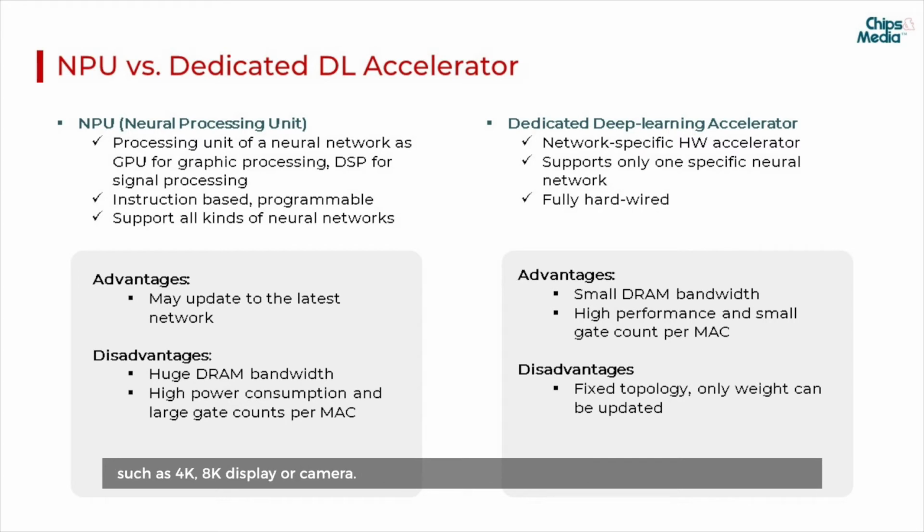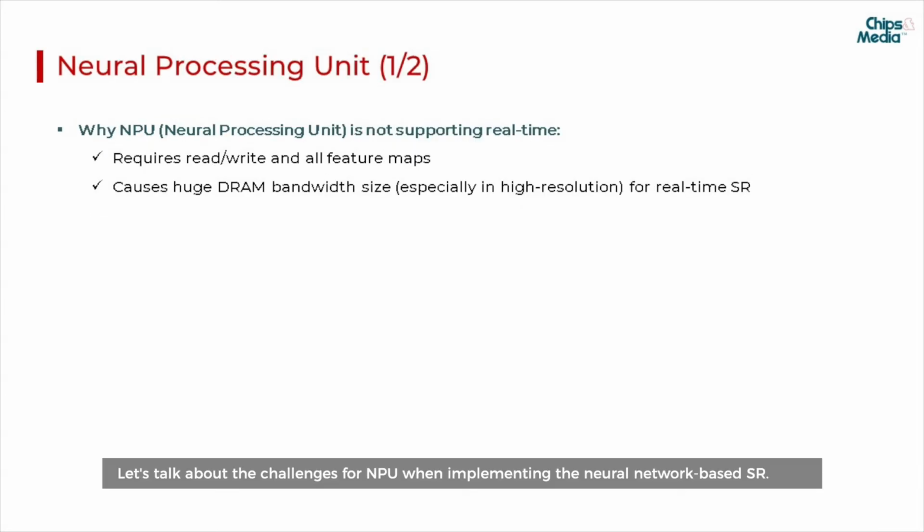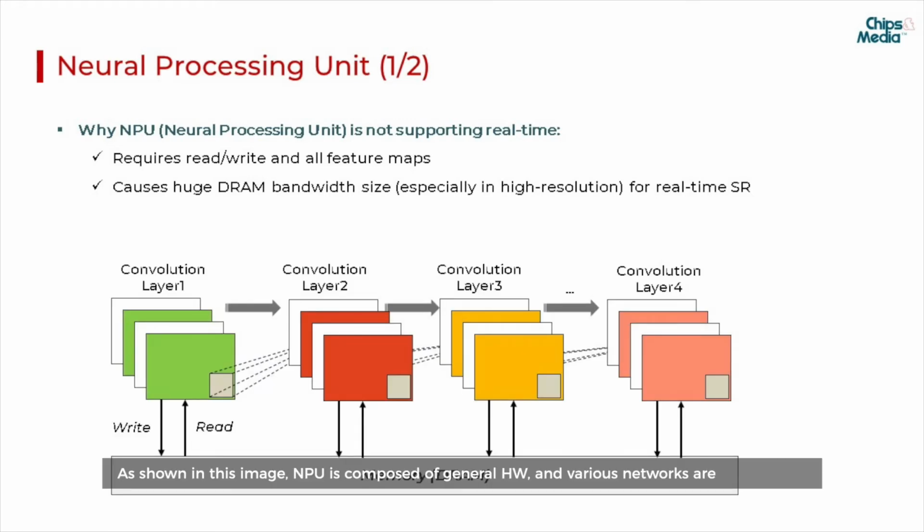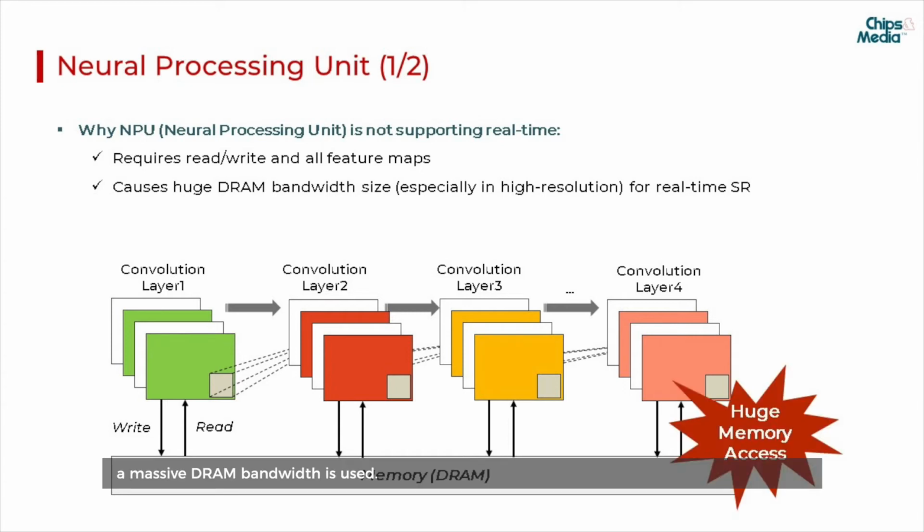Let's talk about the challenges for NPU when implementing the neural network-based SR. When implementing SRs through NPU supporting 4K or 60 frames per second in real time, there are many obstacles to solve, and bandwidth, for example, is one of them. As shown in this image, NPU is composed of general hardware, and the various networks can be implemented in this hardware by using the instructions. Since each layer's result value is used as the input value of the next layer, a massive DRAM bandwidth is used.